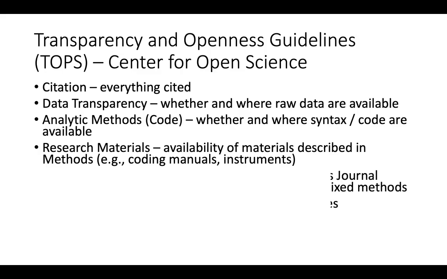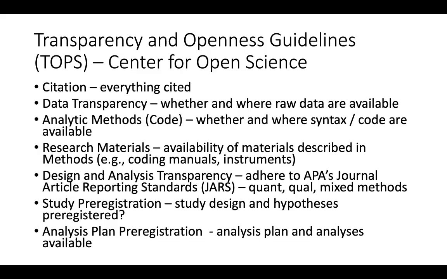Another aspect is design and analysis transparency. APA came forward in the past several years, I think around 2018, with a set of standards for what needs to be included in publications. There's a set of these journal article reporting standards, or JARS standards. There's a set for quantitative studies, qualitative studies, and mixed method studies. I would encourage you to familiarize yourself with those and follow them when you submit an article for publication.